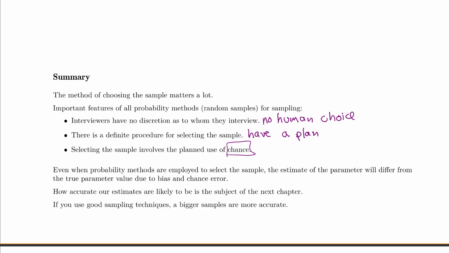Now, sadly, even when we use probability methods to select our sample, the estimate of the parameter will still be different from the true parameter, just due to bias and chance error. Mostly chance error. We try to get rid of bias, but there's still always chance error. So we're hoping we get a good estimate, but our estimate's still going to be off, at least by a little bit, sometimes by a lot, just due to chance. How accurate our estimates are likely to be is what we're going to study in the next few chapters.